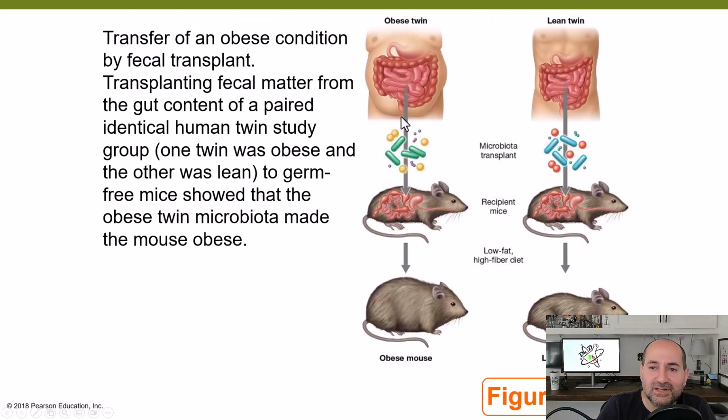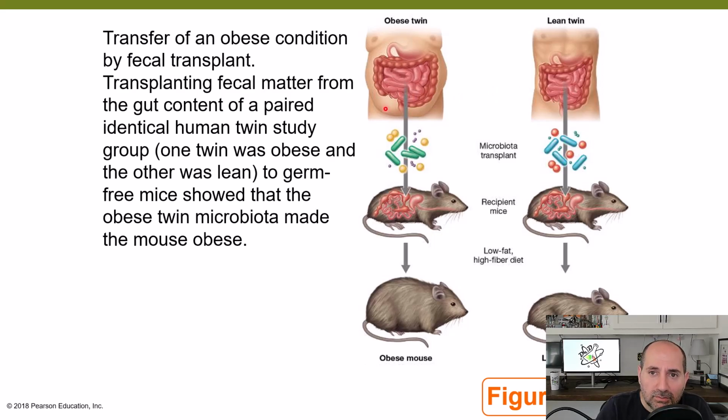Look at this study. It's a very, very interesting twin study. These two individuals are twins, genetic twins. They studied an obese twin and a lean twin. And again, the obese twin possesses more Firmicutes and methanogens than the lean twin.